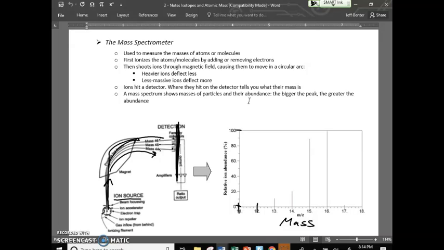And so in this particular case here, we have a series of peaks. We have a small peak at 12, a large peak at 13, a larger peak at 14, a much larger peak at 15. It's hard to see on the screen. And then a much larger peak at 16. Right? So this tells us that this particular element has 5 different isotopes, the heaviest one being 16.